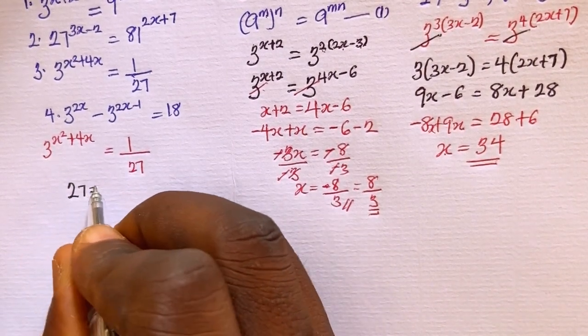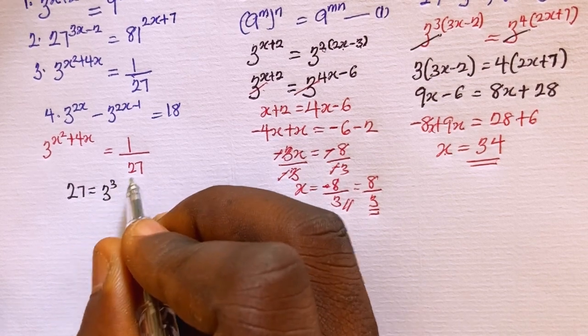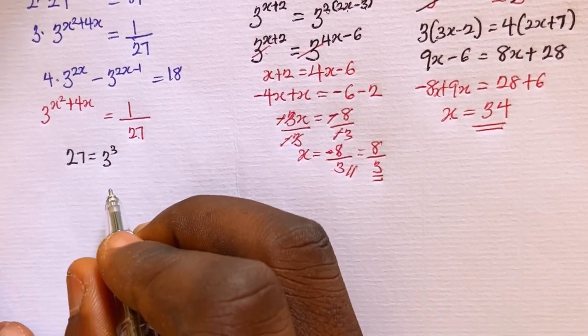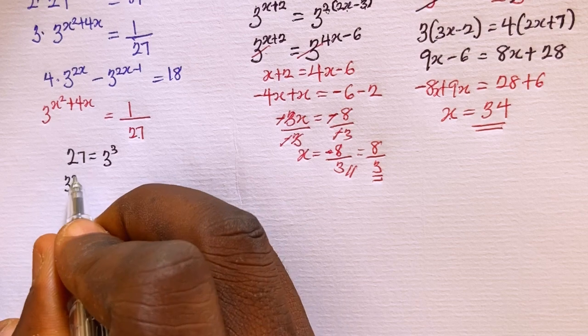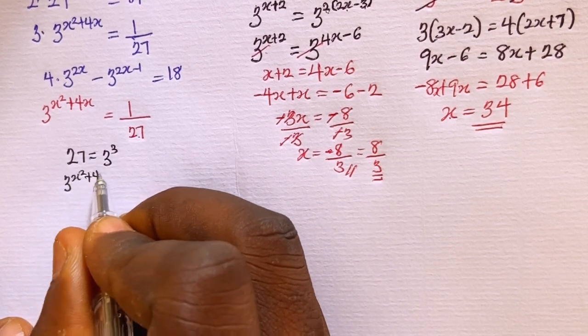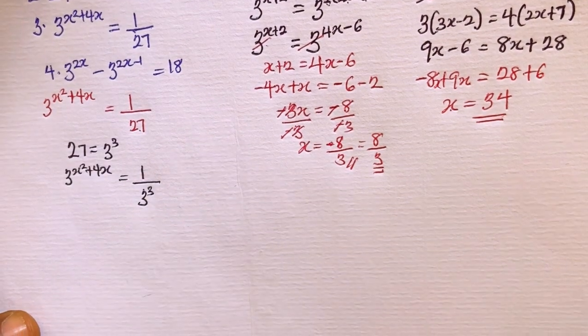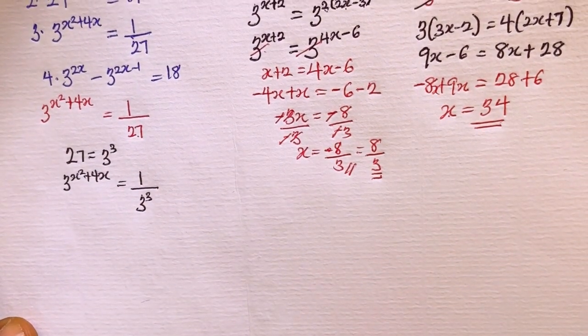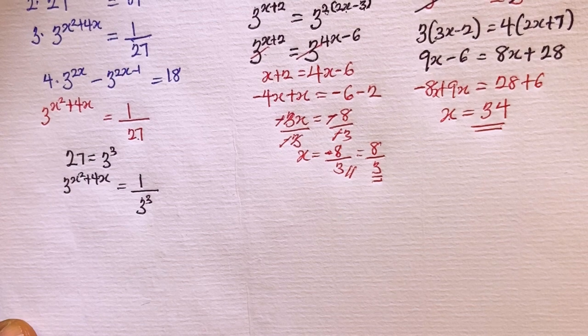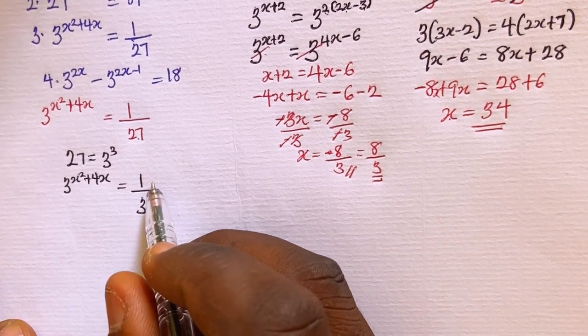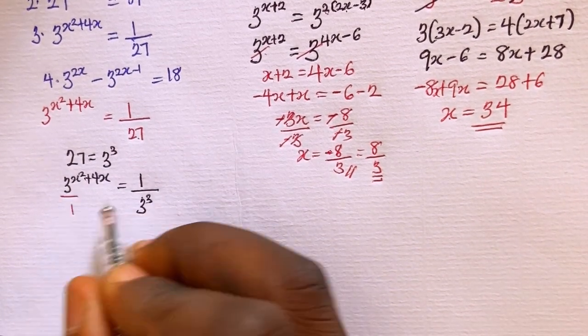27 is also the same thing as writing 3 exponential 3, right? Then I'm going to put it here, so that I will have 3x squared plus 4x equals 1 divided by 3 exponential 3. Right? So what I'm going to do in this case is very simple. Instead of bringing this back here, I won't do that. I will just go ahead and cross multiply.